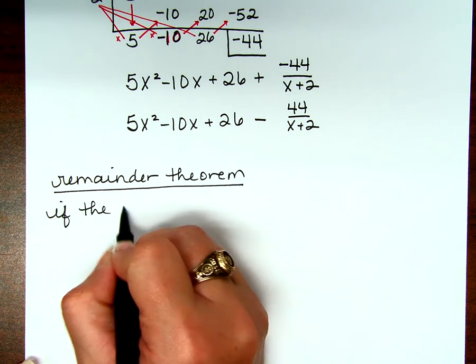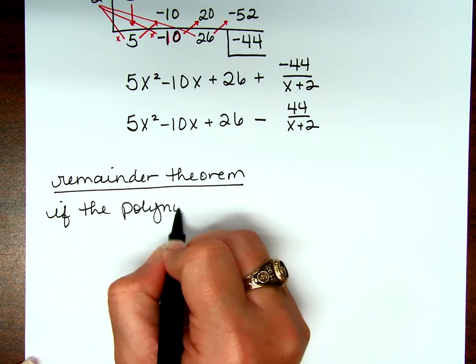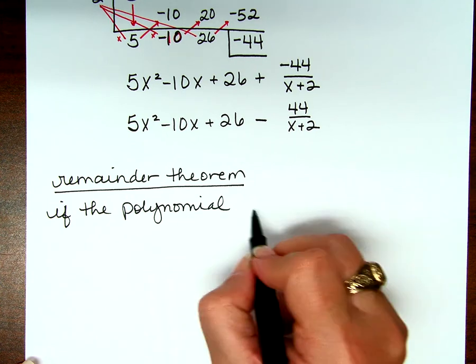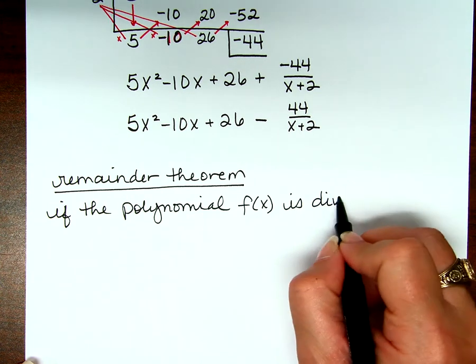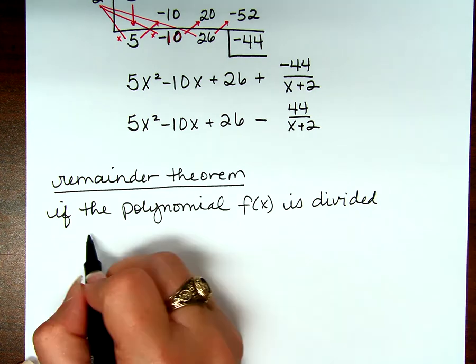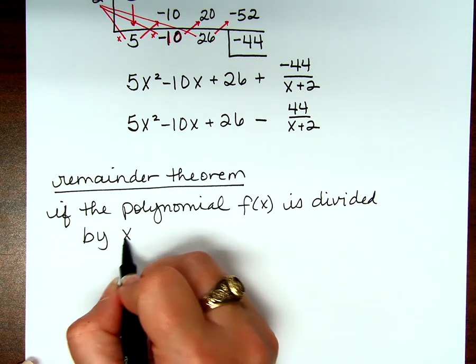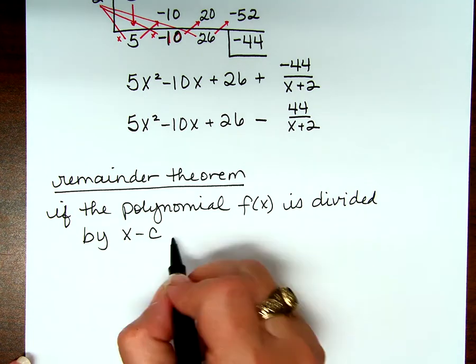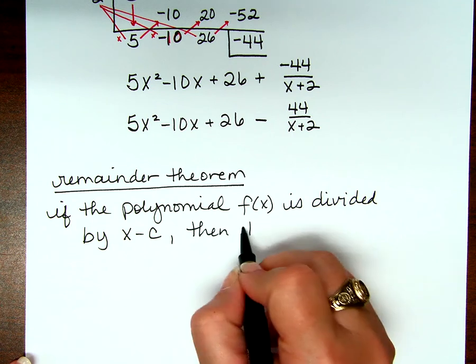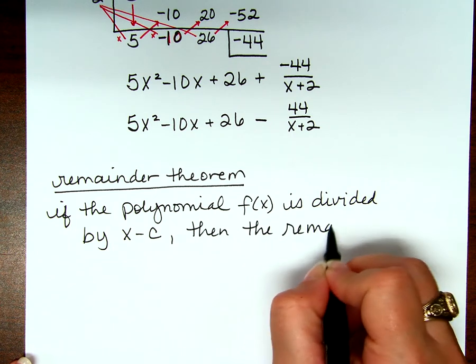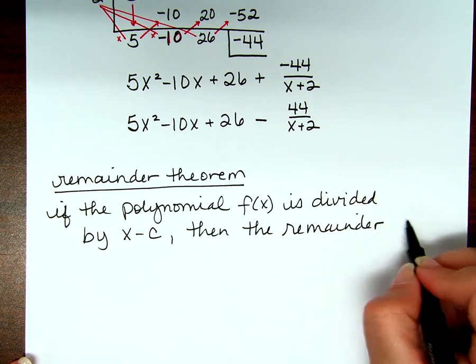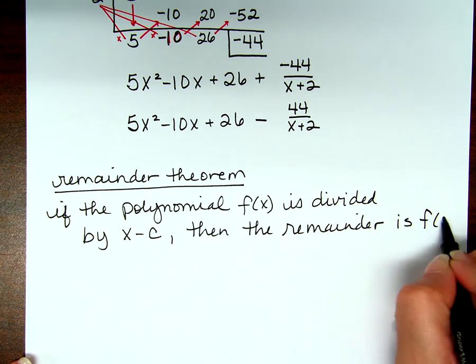If the polynomial f of x is divided by x minus c, then the remainder is f of c.